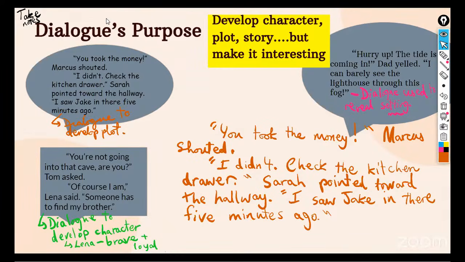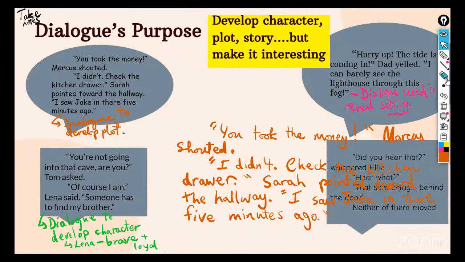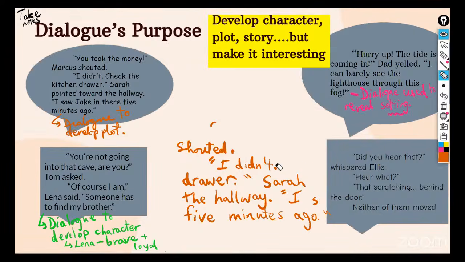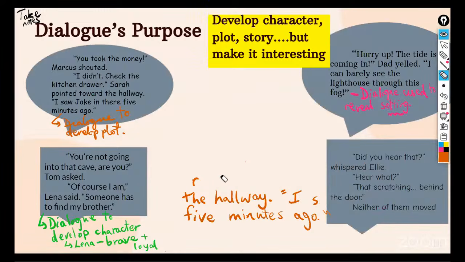All righty. Let's look at another example. So it's down at the bottom here. I erase all this. Did you hear that? I think I have 2 more examples for us, right? This one and one more. And we're done with the what dialogue is being used for portion.